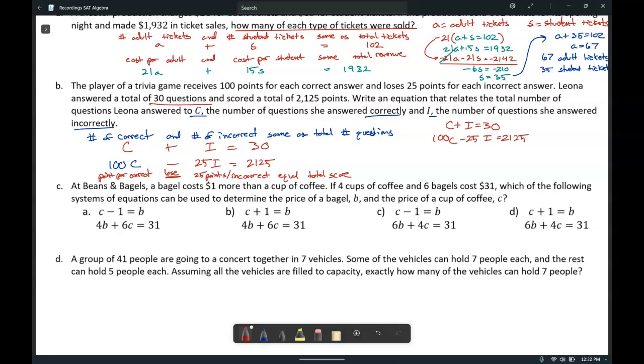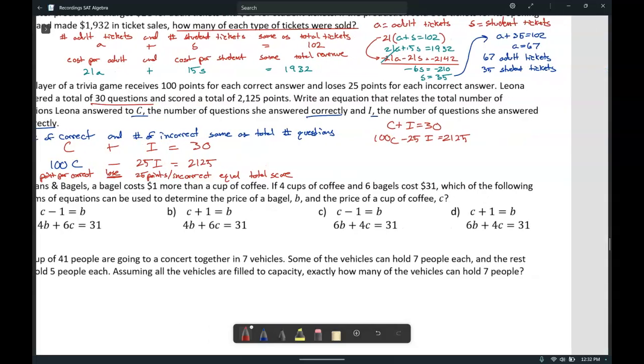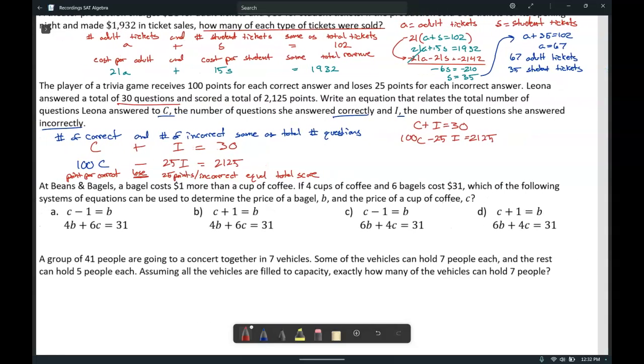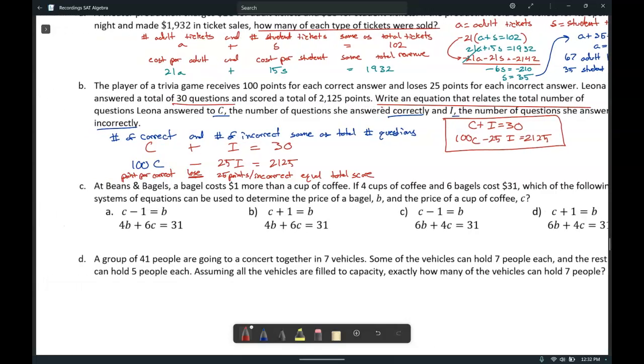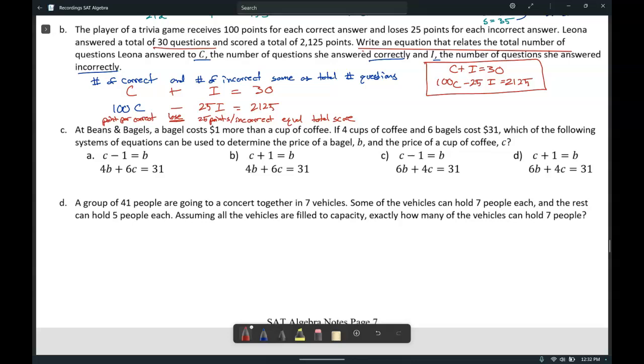Now, you can again solve this with any method that you like if we need to solve it. But here, we just need to write an equation that relates the total. And so here is our system represented. Okay? We don't need to solve anything because the question didn't ask for it. We just need to make sure we could write the equation. So here's a multiple choice one for us.